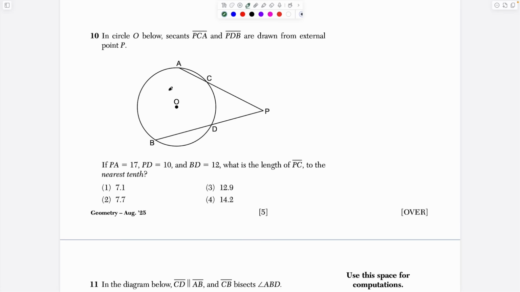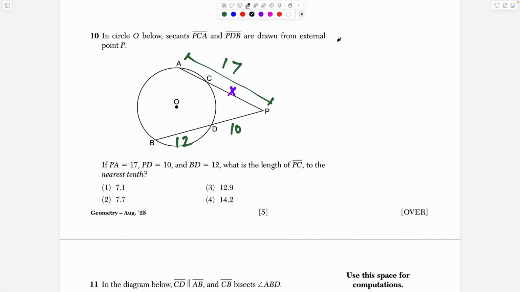Definitely choice 3. Question 10: In circle O below, secants PCA and PDB are drawn from the external point P. If PA equals 17, PD equals 10, and BD equals 12, what is the length of PC to the nearest tenth? So for this one, PA is 17. So this entire segment here is 17, that's the secant. And then we have PD is equal to 10, so that's this segment here on the outside. And then we have BD is equal to 12. And we want to know the length of PC. So that's this segment over here, which I'll call X.